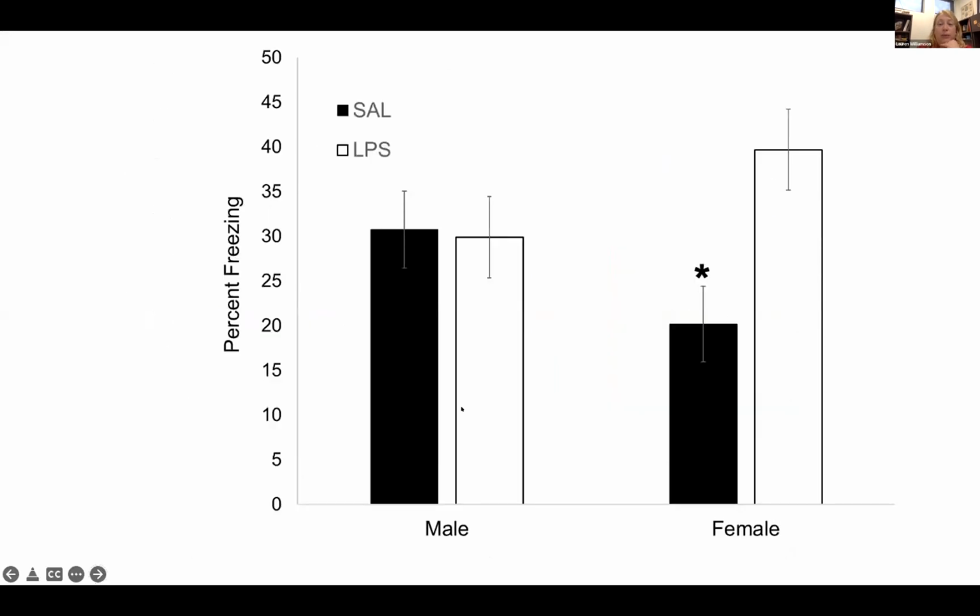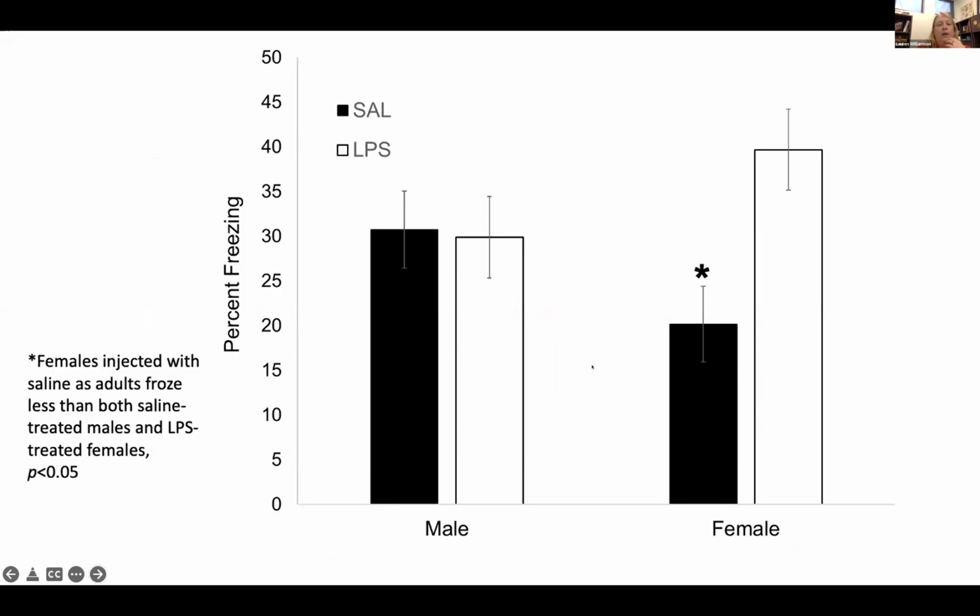But if we zoom in a bit and we look at percent freezing and we collapse across neonatal treatment, and we just look at males and females overall and whether they were given saline or LPS as adults, females injected with saline froze less than males injected with saline and females injected with LPS. So they're really not freezing very much at all.